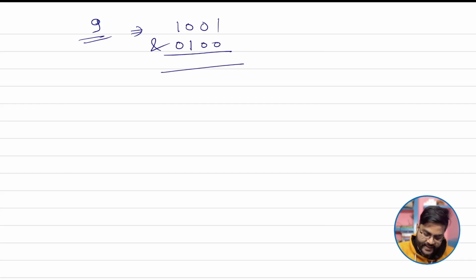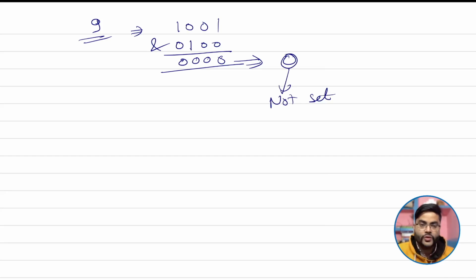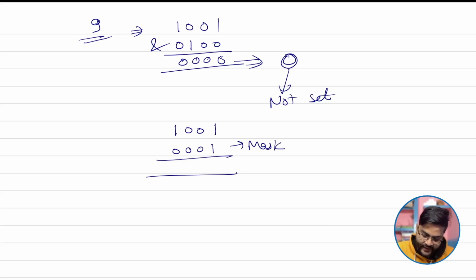Okay, so let's take 2, 3 examples. Let's say I am taking 9, so it will be 1001. I want to find the third bit, so my mask will be 0100. If I do bitwise AND, it will be 0000, and it will result in 0. So 0 means not set. And if I want to find the first bit, my mask will be this one, right? If I do bitwise AND, it will be 1000. So it is non-zero, that means the bit is set.